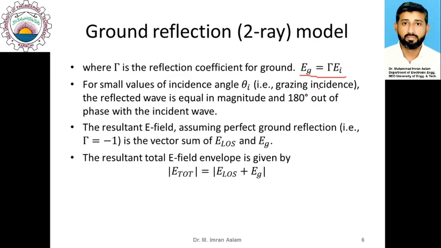In most cases, the ground is treated as a perfect ground reflector. That means there is no loss related to the ground, and when the wave gets reflected from the ground, it experiences a phase change of 180 degrees. So this gamma can be taken as minus 1.